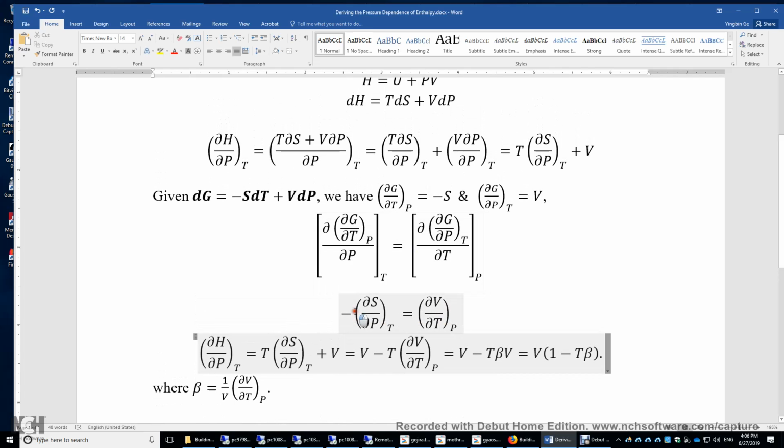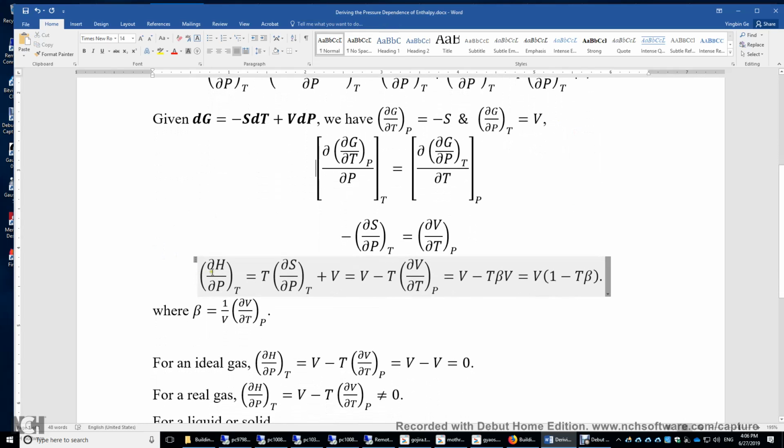And then we can use this equation to simplify this. Therefore, ∂H over ∂P equals T times ∂S over ∂P at a constant temperature condition plus volume equals volume minus T times this derivative, ∂V over ∂T under constant pressure condition. This is much simpler because P, V, T are easily measurable, entropy is not.